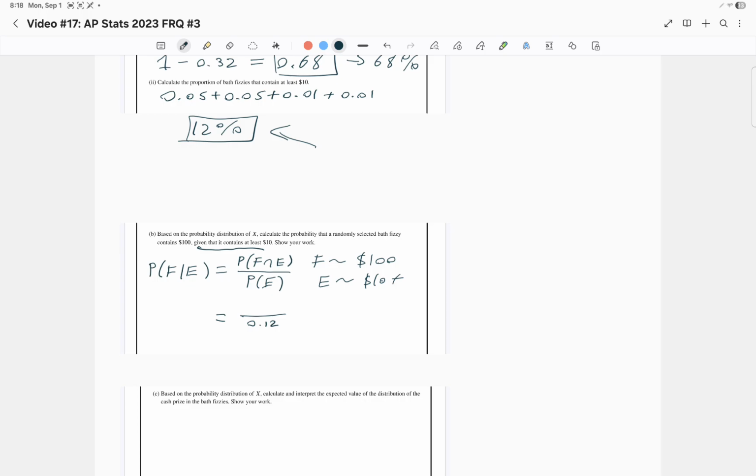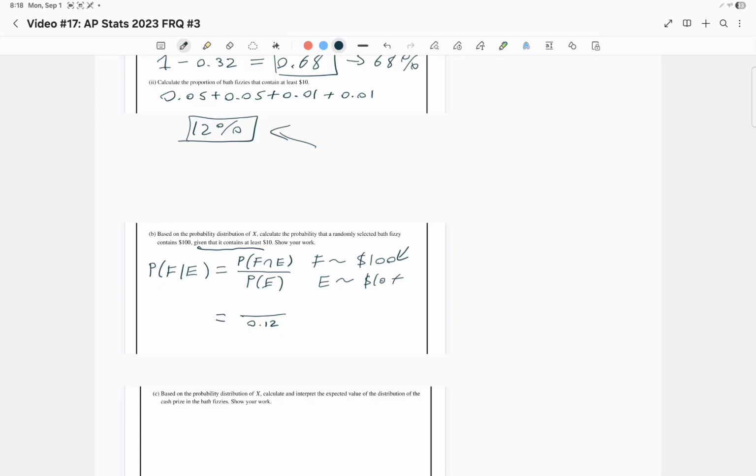That's the probability of getting, that's what we call the intersection between these two events. That's the overlap between those two events, which is what? What is the overlap? The overlap event is going to be getting $100, because 100 is greater than 10, right?